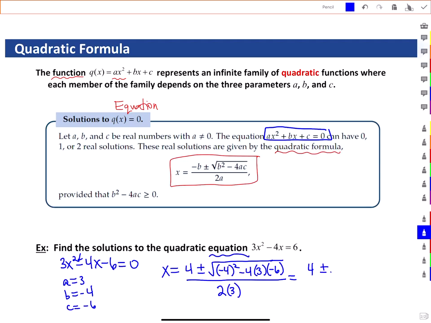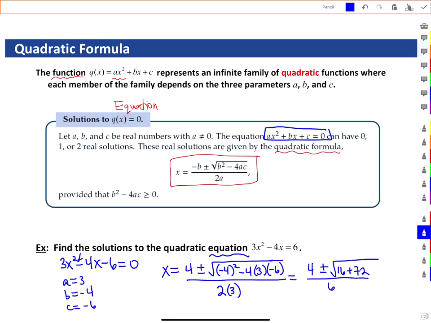All right, 4 plus or minus the square root of, oh boy, okay, so negative 4 squared is 16, and then we've got minus 4 times 3 is 12, times 6, I believe is 72. It's negative, and then there's a negative here as well, so that ends up giving us plus 72. Hopefully my mental math is correct.